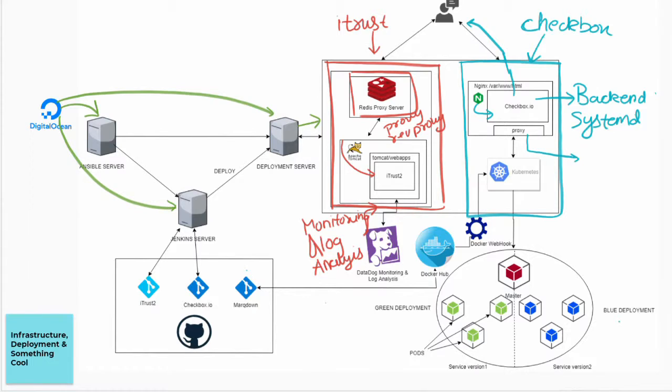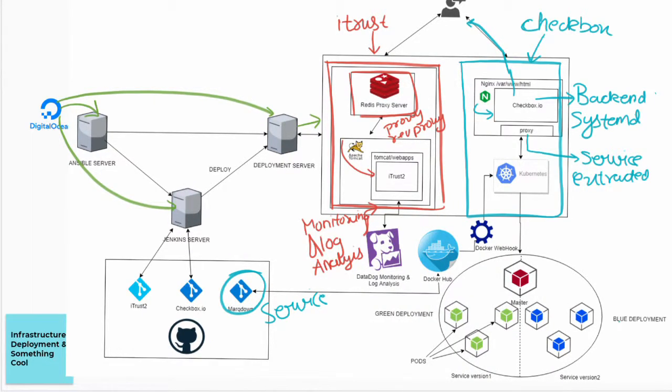We have extracted a service, the Markdown service, and hosted it on GitHub, which basically shows the Markdown files on the front end. The files in the Markdown service repository help us create a Docker image, which is then hosted on Docker Hub. Further, we have Docker webhooks, where whenever there is a change on Docker Hub, it pushes those changes to Kubernetes, and that new image will be automatically deployed.